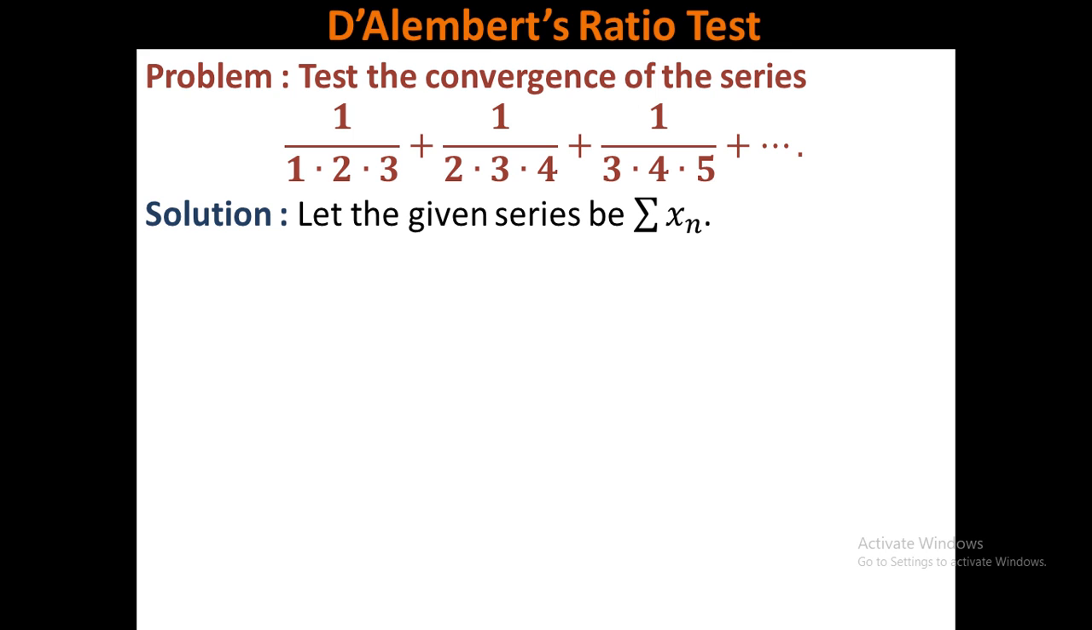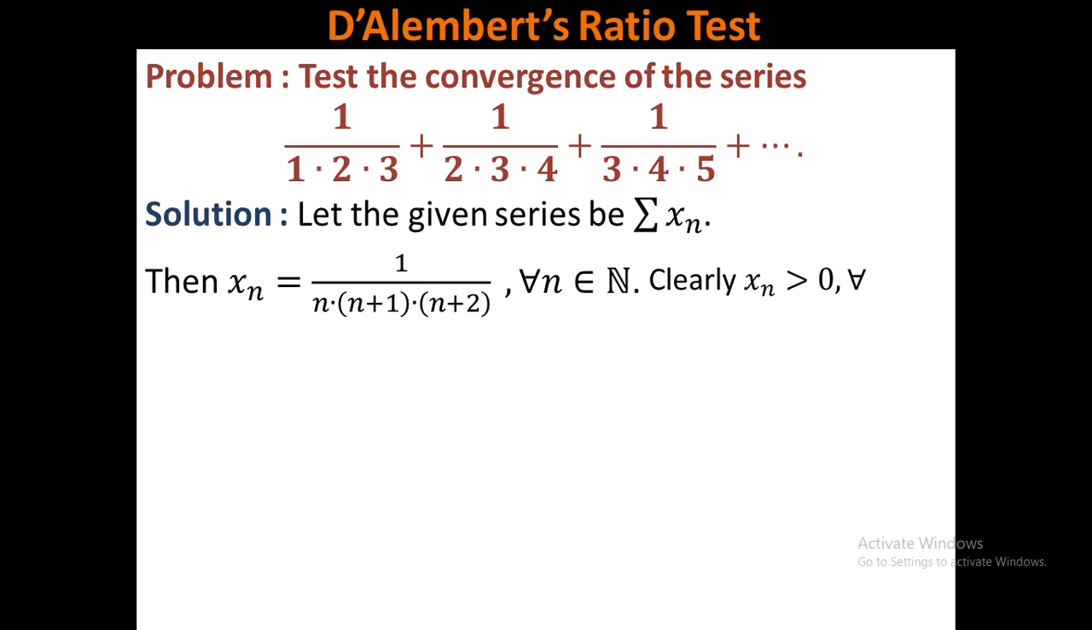Solution: the given series is summation xn. Clearly xn is greater than 0. You know that this is a convergent series because its limit is less than 1 and finite. Sorry, I discussed this in the comparison test. Okay. However, here the limit of xn upon xn plus 1 will be calculated.